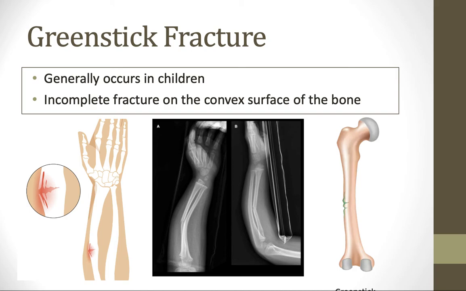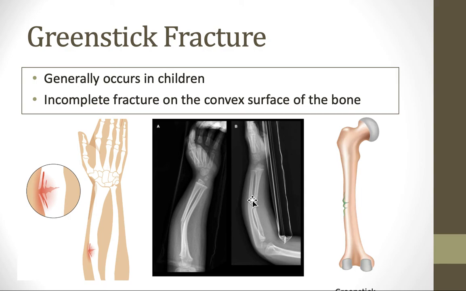A green stick fracture generally occurs in children, and it's named after what happens if you try to snap a green stick. So if you go outside in the middle of winter and find a little twig on the ground and snap it, it will snap pretty easily. If you go out in the spring, when everything is newly green, and you take a little branch off a tree and you try to snap it, it won't really snap. It'll kind of bend on one side and splinter on the other. And that's a green stick fracture.